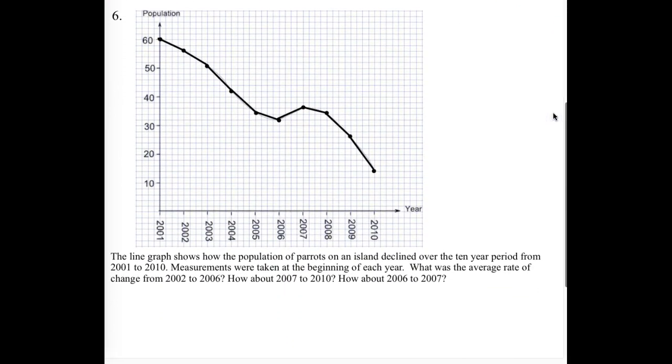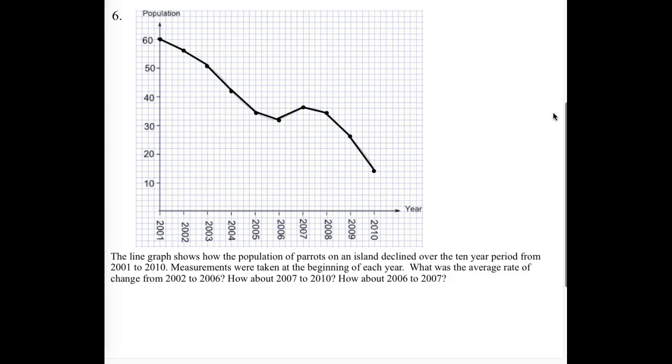We have the population here on the y-axis. On the x-axis, we have the years. It says the line graph shows the population of parrots on an island declined over the 10-year period from 2001 to 2010. Measurements were taken at the beginning of each year. What was the average rate of change from 2002 to 2006? And then we're going to do 2 other questions, from 2007 to 2010 and from 2006 to 2007.